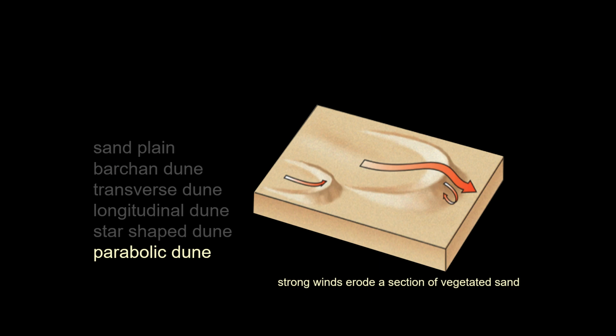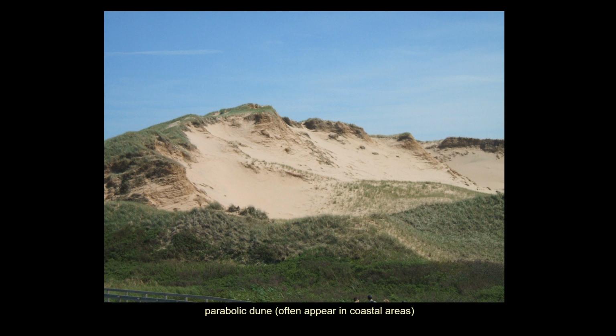Okay, parabolic dune. These are often found in coastal areas, so not necessarily super arid areas, but beach dunes, parabolic dunes. And as I say here, strong winds erode a section of vegetative sand to create the parabolic dune, and here's what they look like. We try to protect these dunes when we can with walkways.